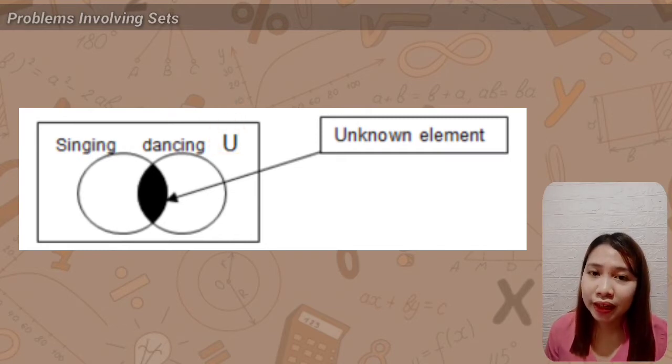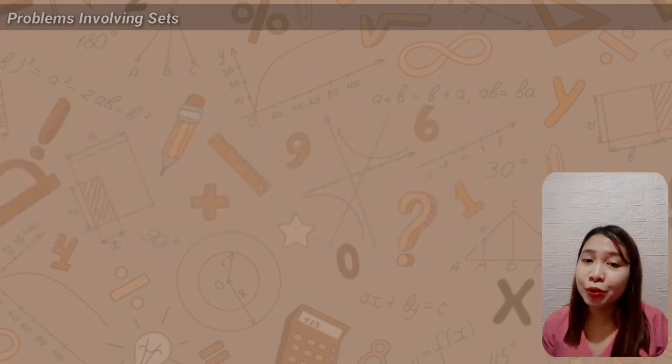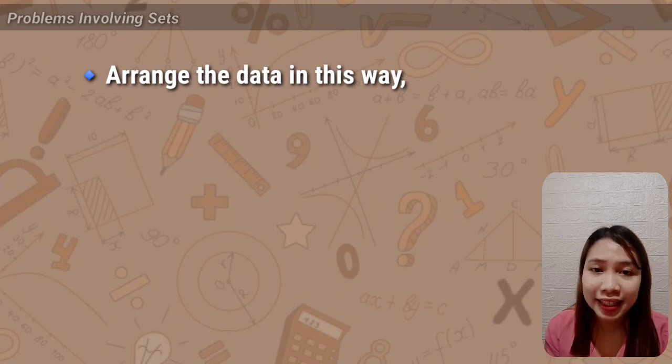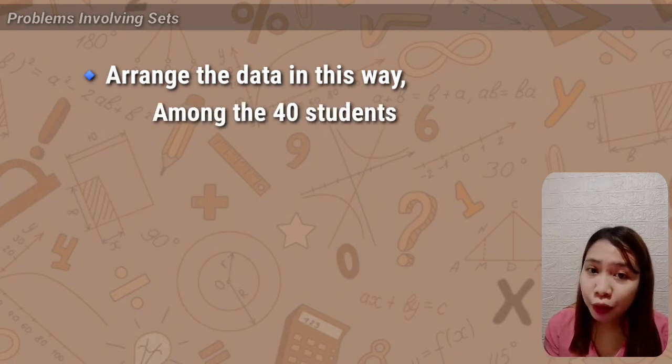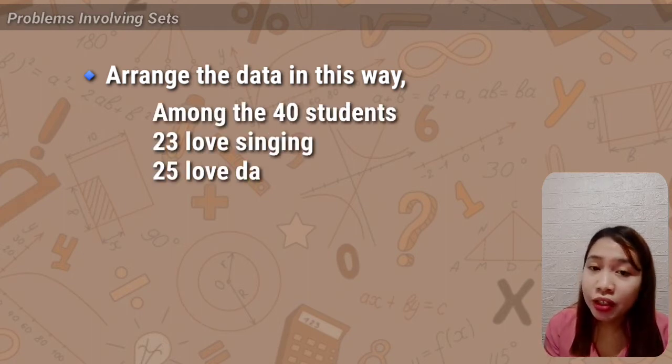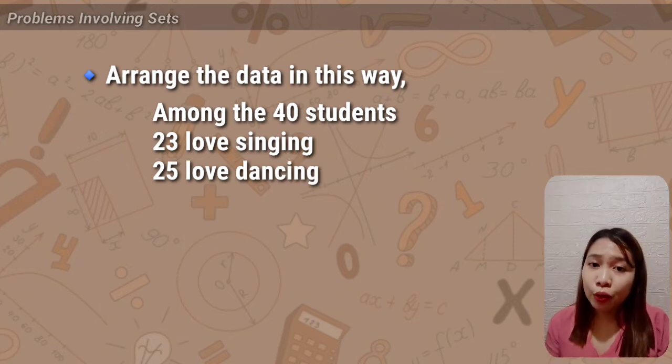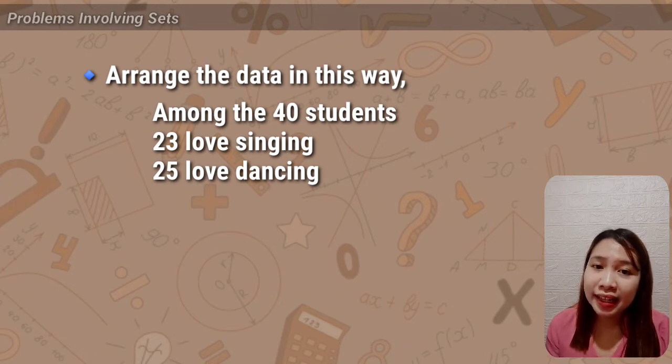This figure shows that we need to apply the technique side to side to the given problem. In doing the technique side to side, we must first arrange the given data in this way. So, among the 40 students, 23 love singing and 25 love dancing. By that, mas maiintindihan natin at mas maa-analyze yung mga given na numbers or data na meron sa ating problem para mas mabilis nating masolve ito.